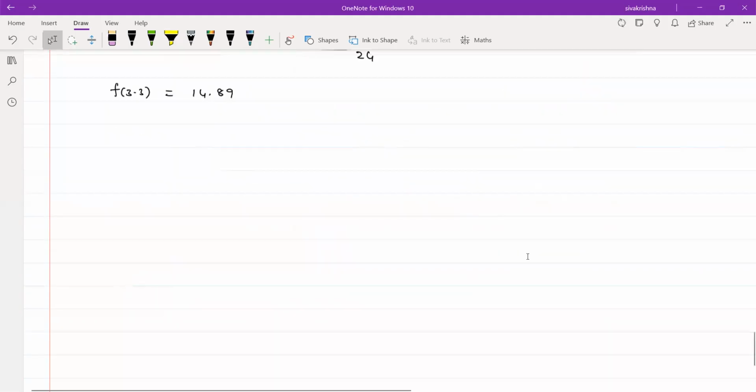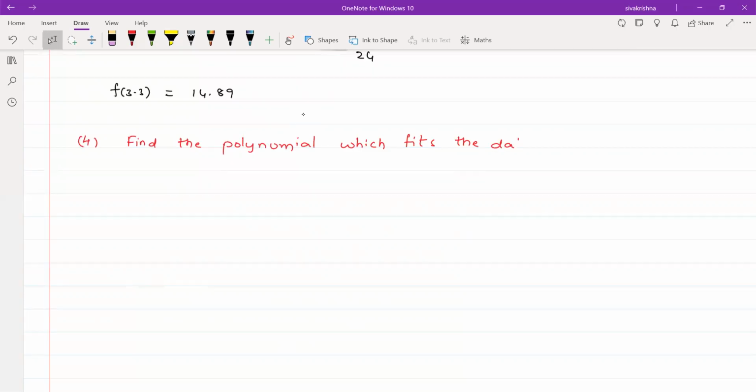So coming to the next problem, that is the fourth one. Find the polynomial which fits the data from the following table using Gauss forward formula.